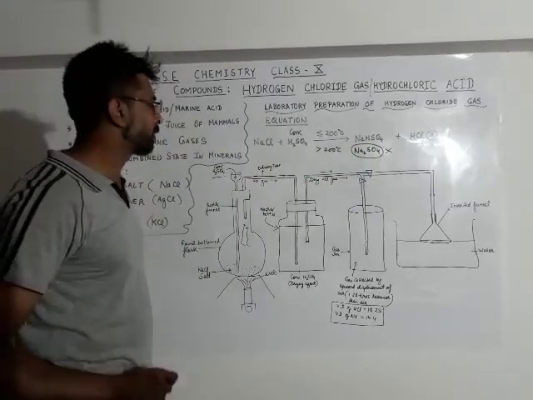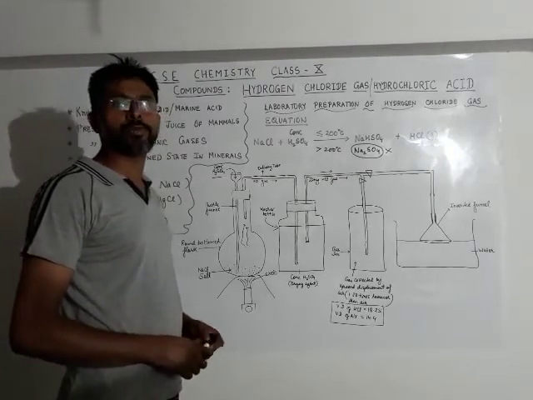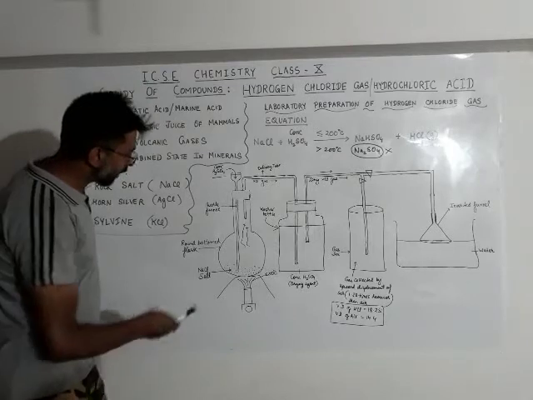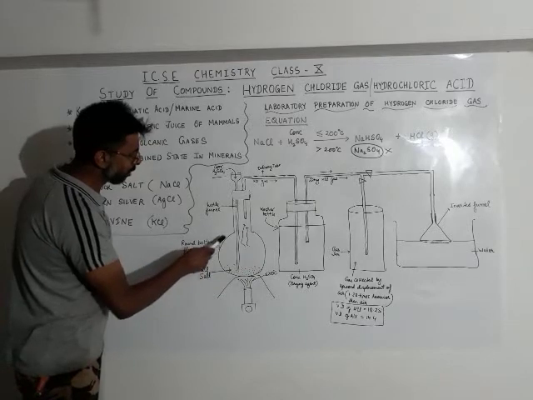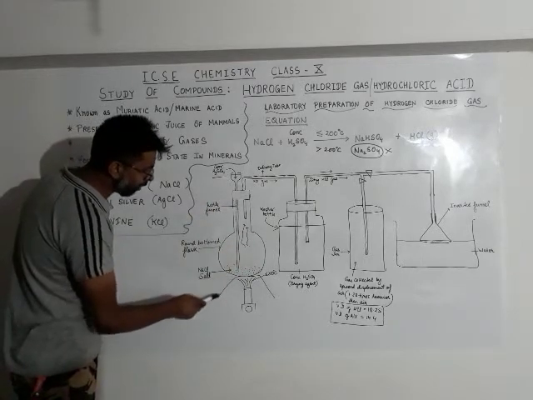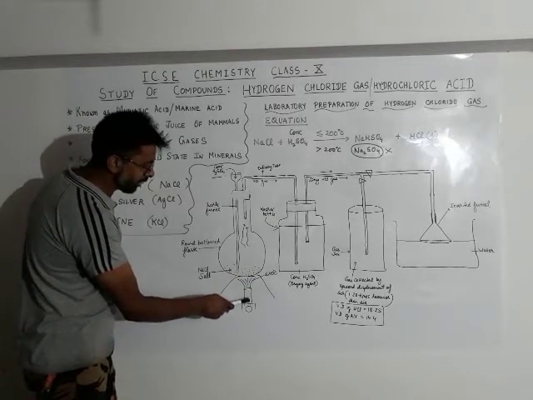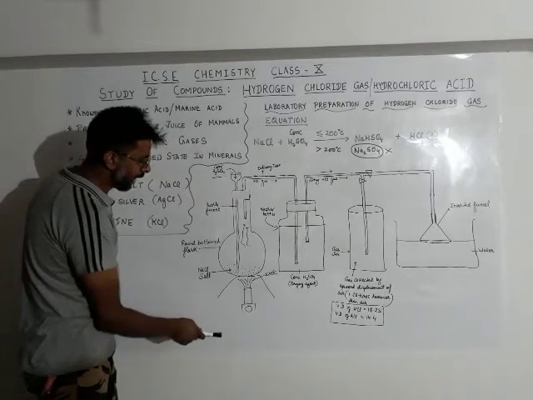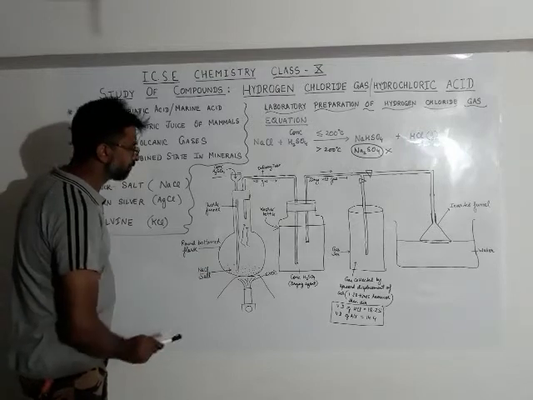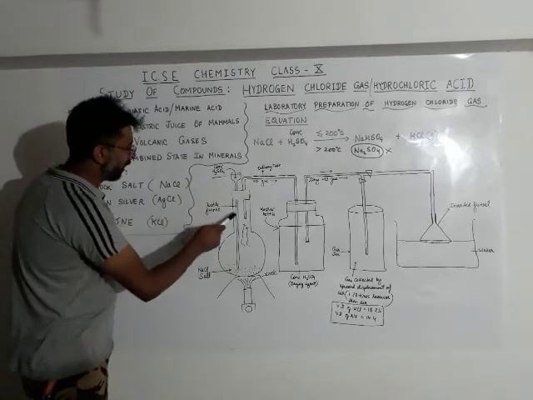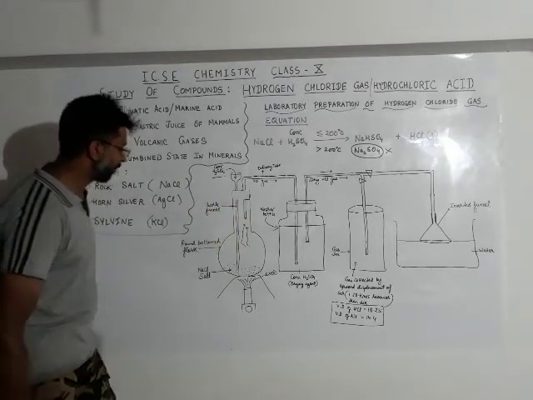Now, let me explain you the diagram for this hydrogen chloride gas preparation and the preparation of hydrochloric acid. Here you can see there is a round bottom flask which is kept on a tripod stand. Under the tripod stand there is a Bunsen burner. And in this round bottom flask there is sodium chloride salt. There is a thistle funnel attached in this round bottom flask. There is a delivery tube. This is sealed airtight.